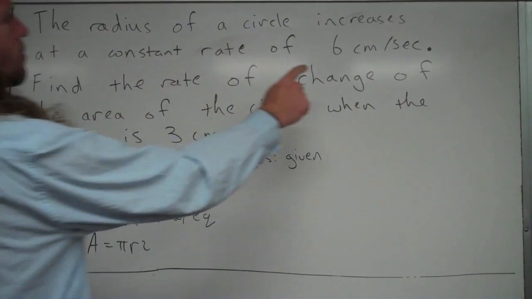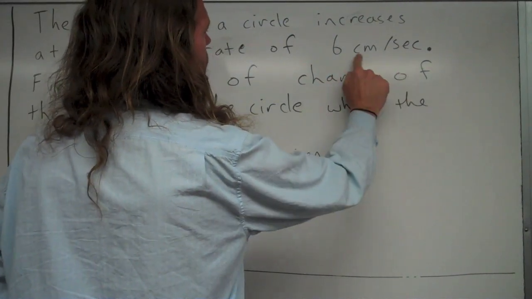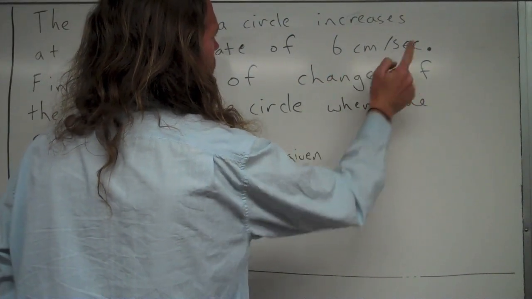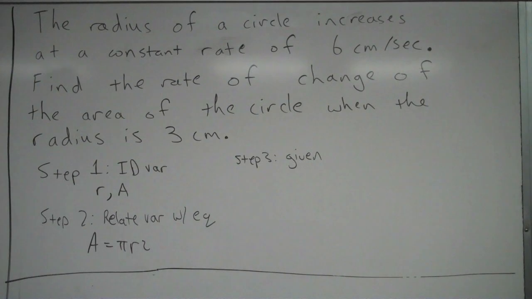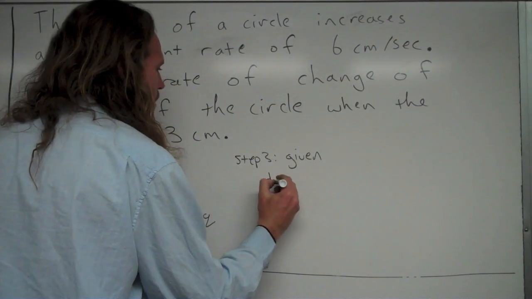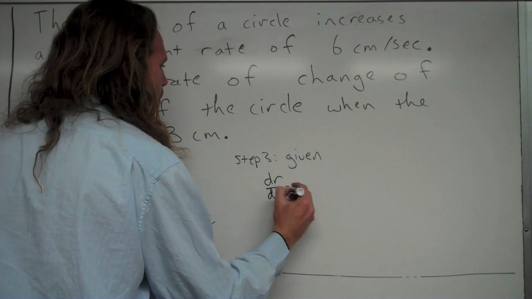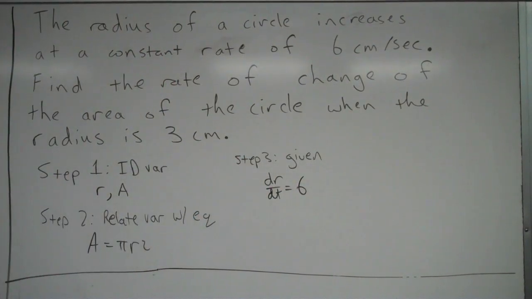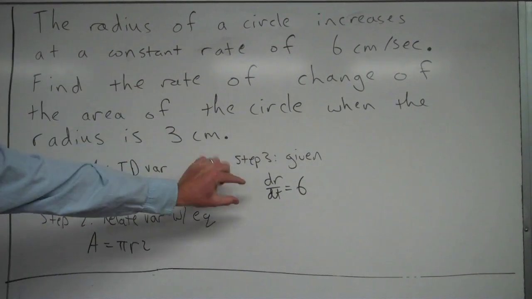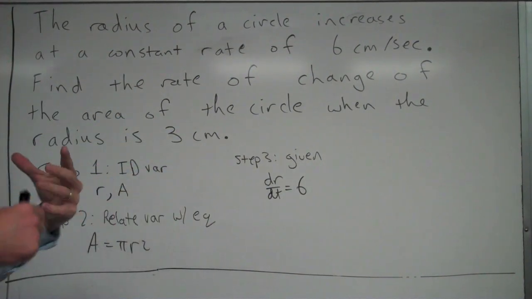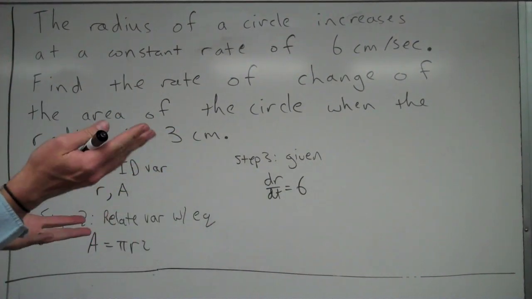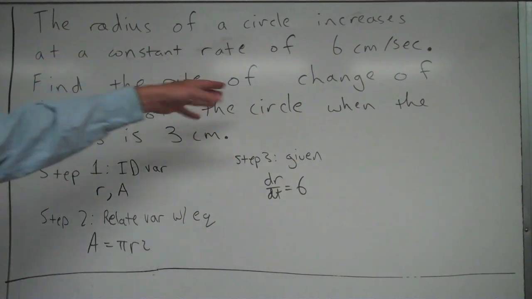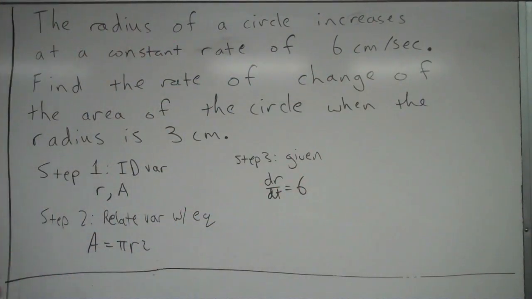And you'll notice the units I put here, centimeters per second. Centimeters are units of distance, seconds units of time. And so what I'm going to say for this is that dr over dt is equal to 6, or 6 centimeters per second. So I take this sentence and I translate it to that. dr over dt represents basically how fast r is changing, the radius with respect to time. Well, it's changing at a rate of 6 centimeters per second, so that's describing exactly dr over dt.